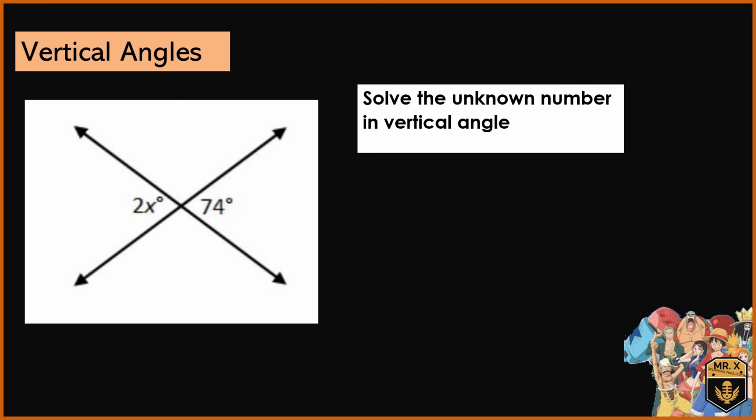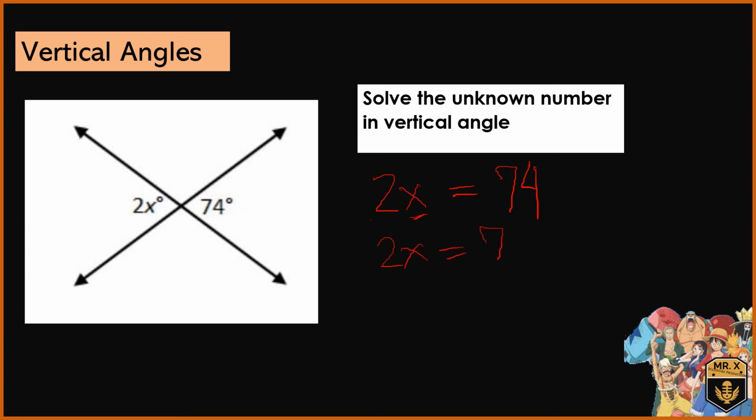Now, let's solve the unknown number in vertical angles. Now, we have here vertical angles, no? Opposites. We have 2x degrees and 74 degrees. Now, we all know nga ang relationship between vertical angles are equal or congruent. So, therefore, 2x degrees is just equal to 74 degrees. Now, let's find the value of the unknown, which is x ang gipangita diri.